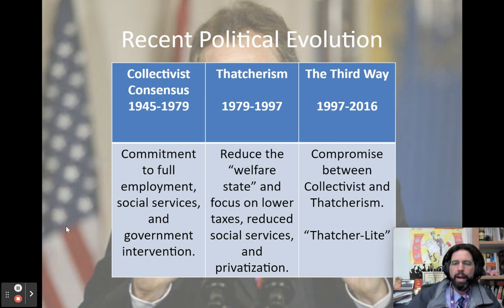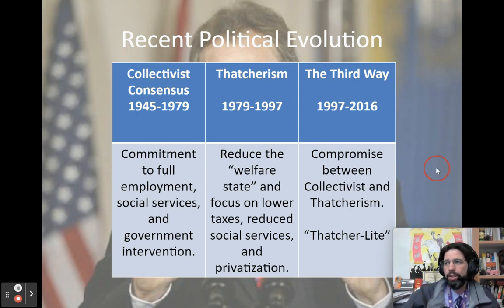Margaret Thatcher comes to power in 1979. You get what's called Thatcherism. So you end the welfare state, with a focus on lower taxes, more privatization, reduced safety nets. And then in 1997 with Tony Blair, you get the third way, basically a compromise between the collectivist consensus and Thatcherism. So kind of social equality, but fiscally more conservative.